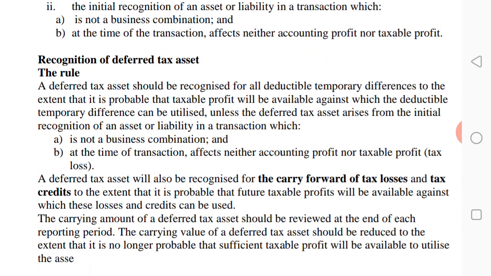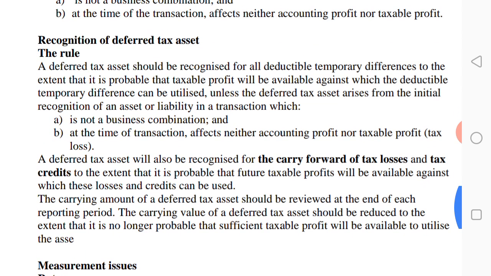Recognition of a deferred tax asset. What's the deferred tax asset? Deferred tax assets will be an income in our profit or loss. That will credit our profit or loss and debit our deferred tax asset. This deferred tax asset is a non-current asset in our financial position.